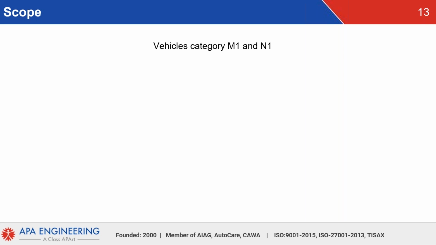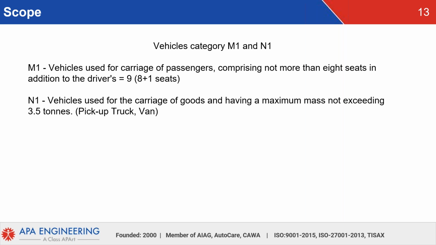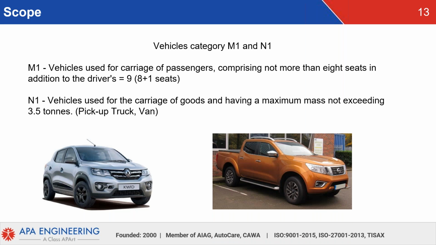Coming to the scope where the ELV directive can be applied, the scope of the ELV directive is on M1 and N1 type vehicles. M1 vehicles are for passenger transport with up to 8 seats plus the driver, whereas N1 are for goods carriage with a maximum mass of 3.5 tons. This includes pickup trucks and vans. You can see a few images of the M1 and N1 type vehicles here.